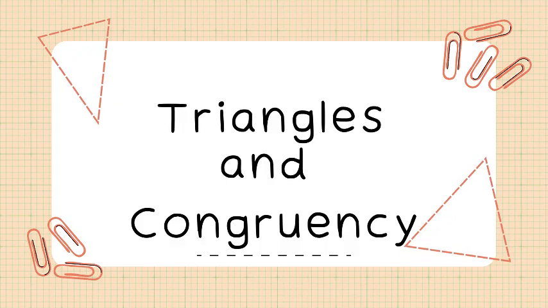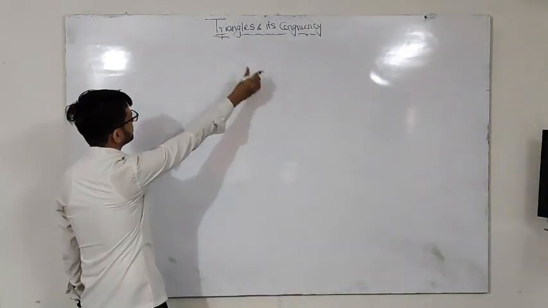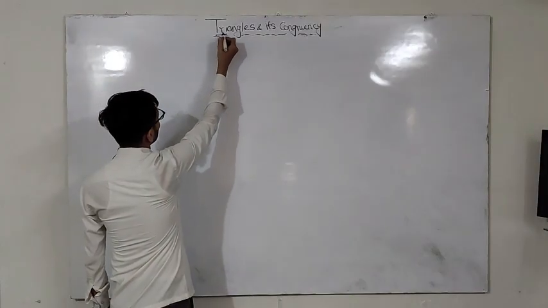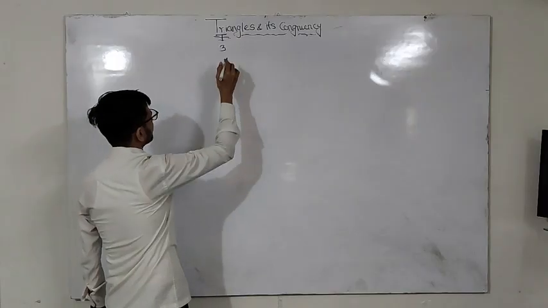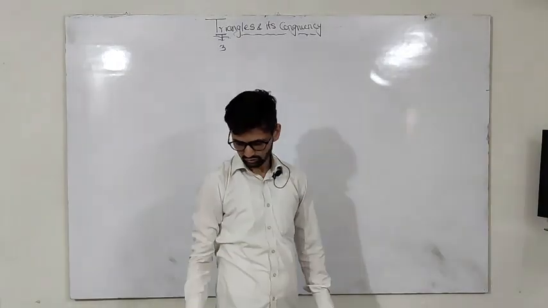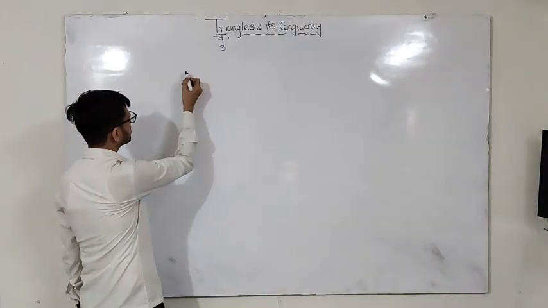Today we are going to throw some light on the important topic triangle and its congruency. Let's start with the term triangle. Basically, the word triangle is derived from the two words tri, which means three, and angles. So basically, a figure having three angles is known as triangle.